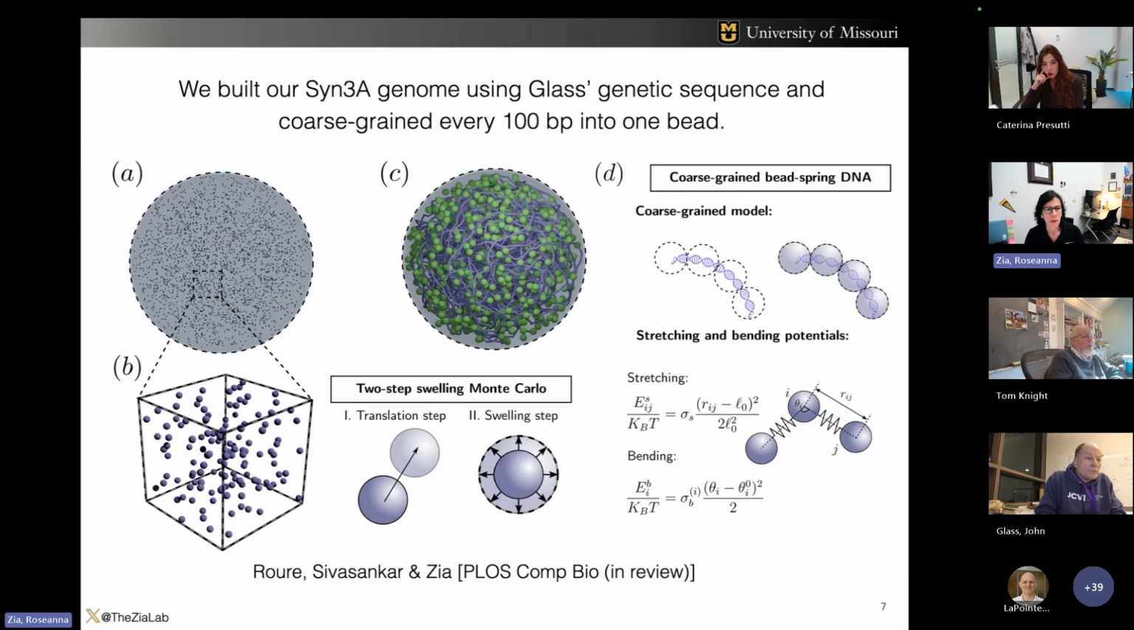So in these, the model Syn3A cell was built by placing ribosomes according to experiments, holding them fixed in place, and then letting the DNA assemble itself around it. So that was done previously. So we started by recapitulating that method using a swelling Monte Carlo algorithm to self-assemble the genome.